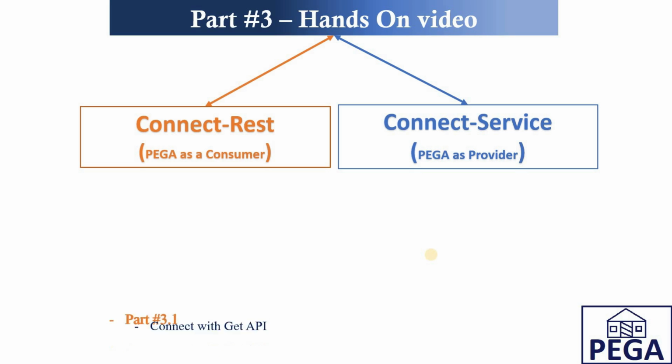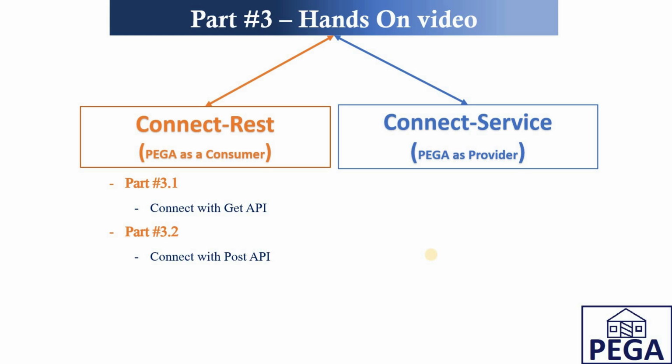In Connect REST, I'm planning to give you a hands-on video on how to connect to a GET API, and also a hands-on video on how to connect a POST API. These are the two major flavors that you would see in the industry, and they are a little different in the way the request object is handled, because as you know GET doesn't have a request object and POST has a request object. That's the whole reason why I have divided this, so that you will get all the flavors.